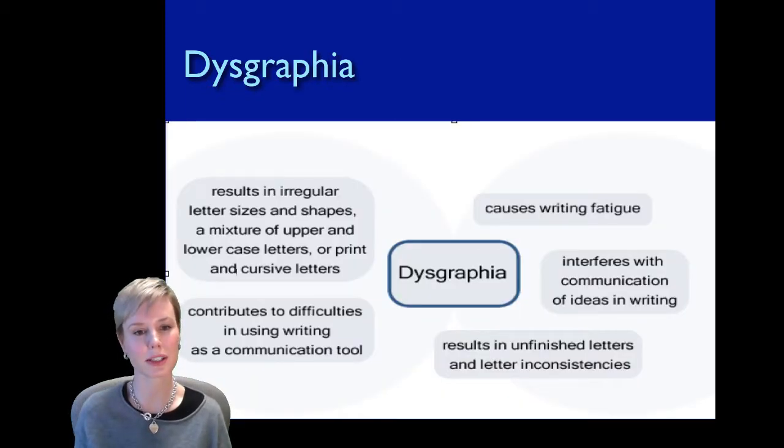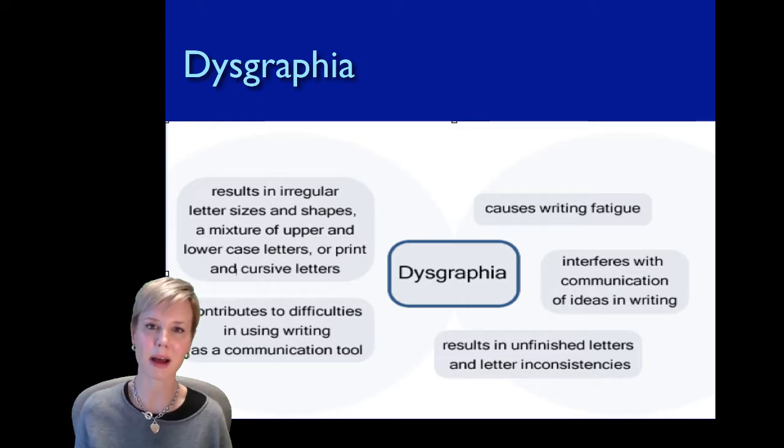Dysgraphia affects a student's ability to write. It results in handwriting that is very difficult to read, more difficult than you might describe messy handwriting. It can cause writing fatigue as well. It interferes with the communication of ideas because letters and words may be spaced irregularly. Letters may vary in their sizes.